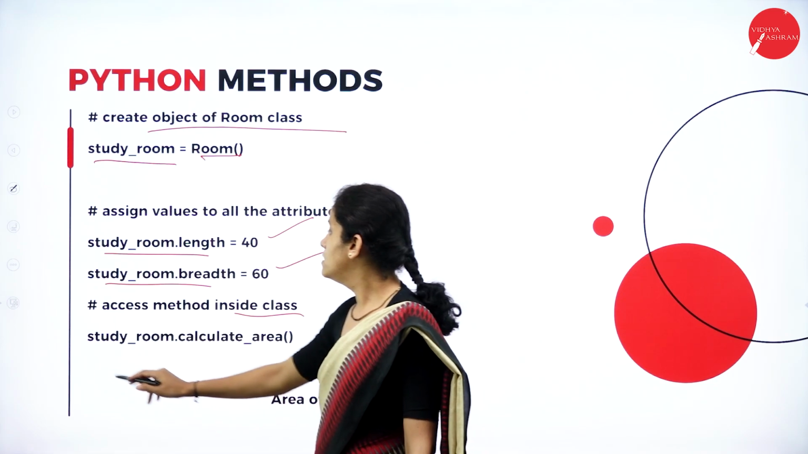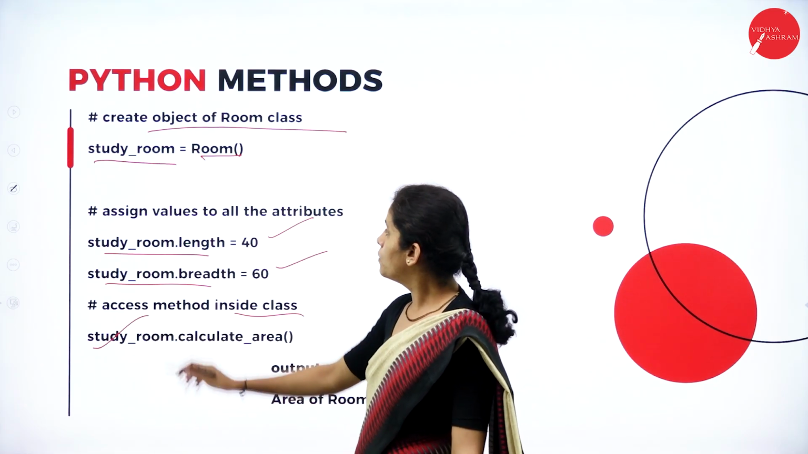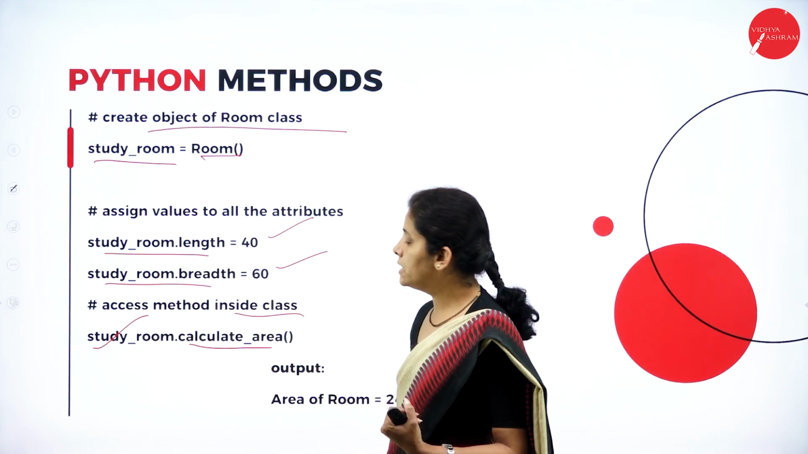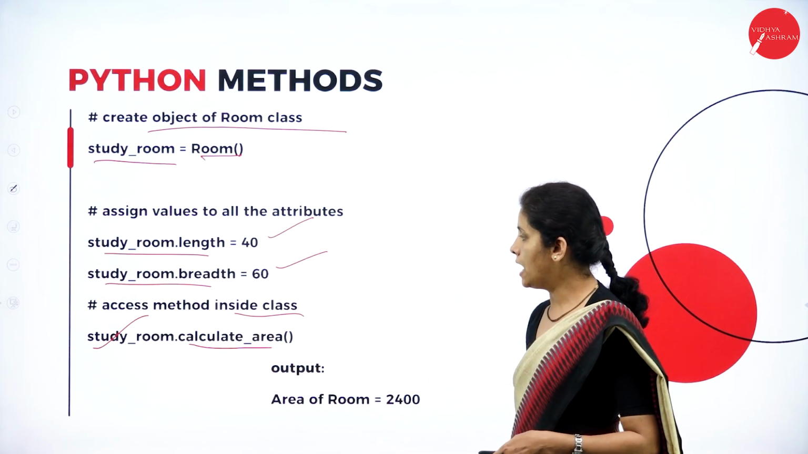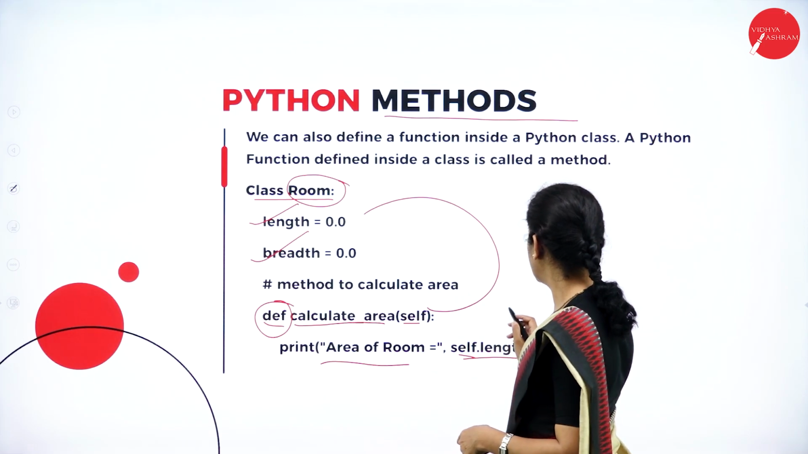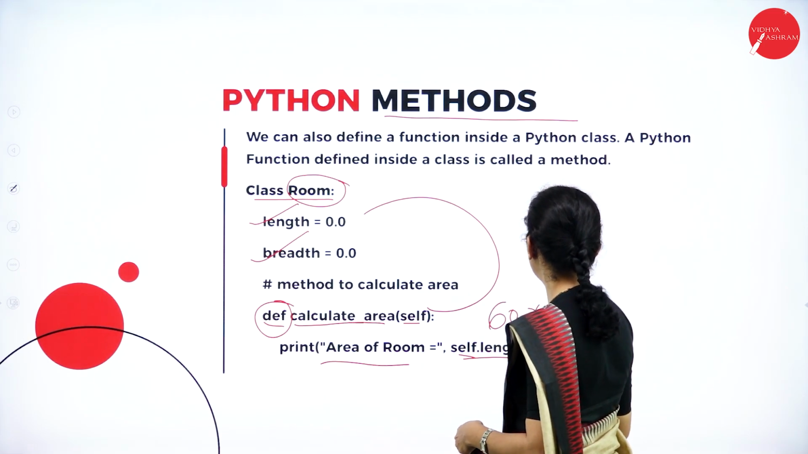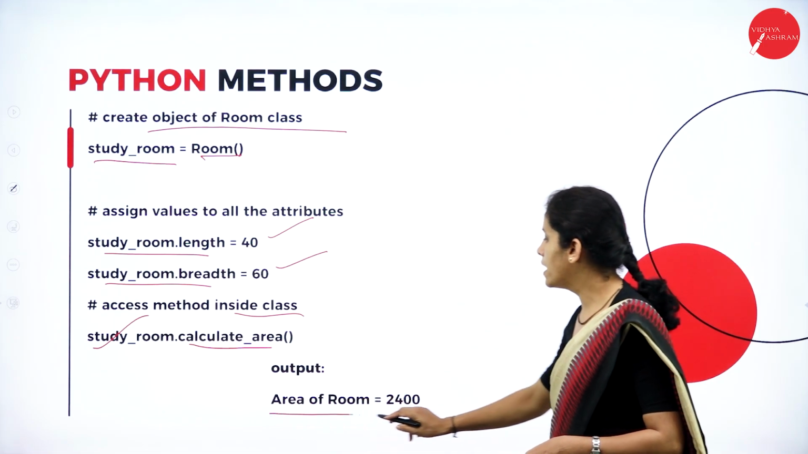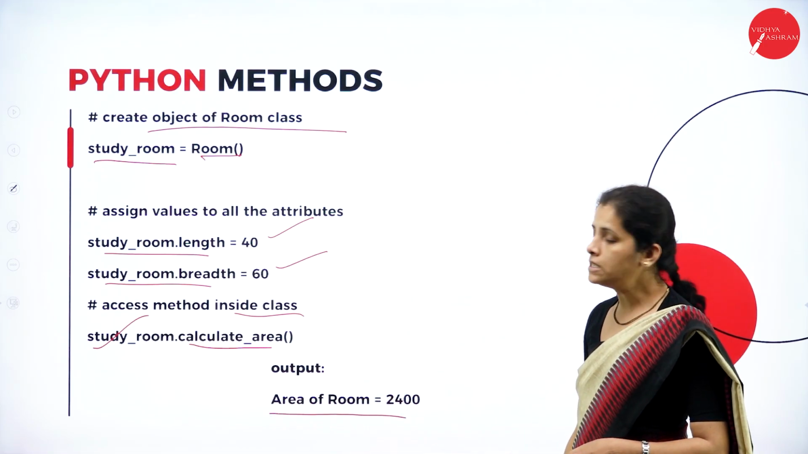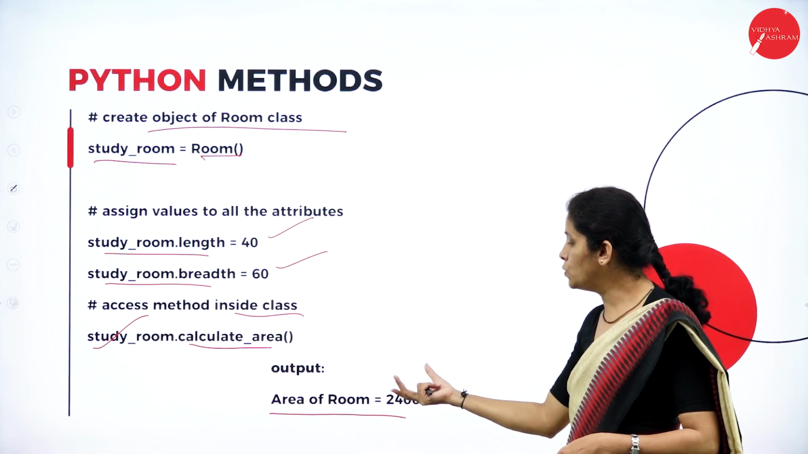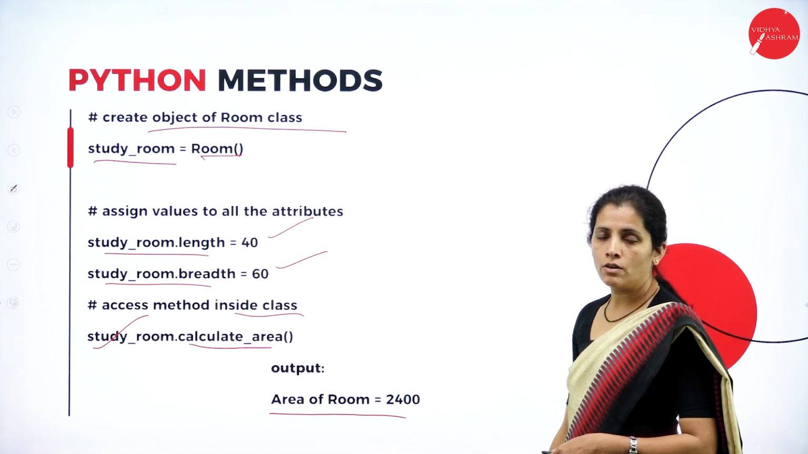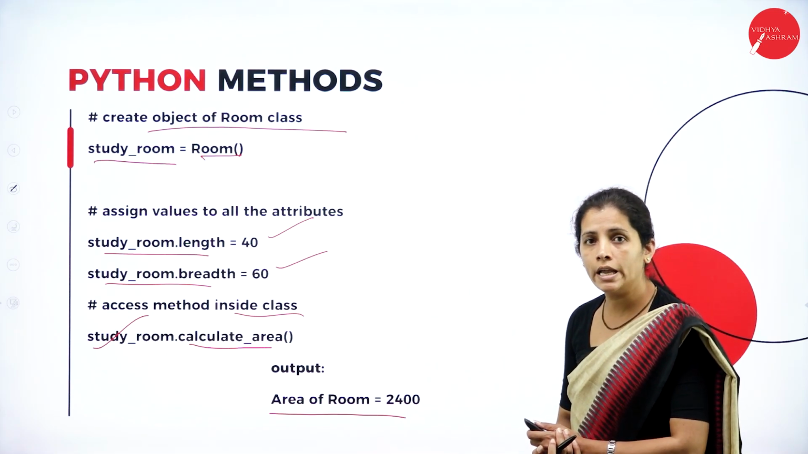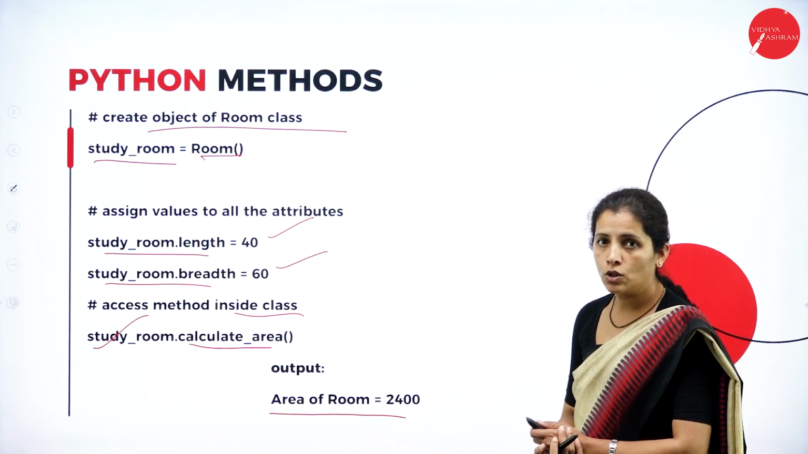So if I want to access the method which is inside the class, I'm using the object. Okay, what's my object name? Study room. And what is the method name? That is calculate area. Okay, so it's going to calculate the area, 40 into 60, and whatever output I'm going to get, that is area of room. That is the dimension of that room. So it is 2400. Okay, this is the way I can create methods in Python.